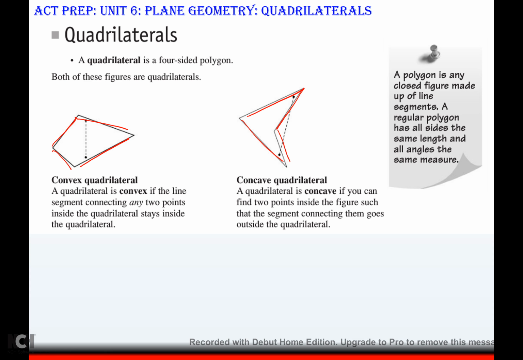A convex quadrilateral is convex if the line segment containing any 2 points inside the quadrilateral stays inside the quadrilateral. It doesn't matter what 2 points I pick inside the quadrilateral. If I connect them, I stay inside the quadrilateral. A quadrilateral is concave if you can find 2 points inside the figure such that if you connect them, this part of the line is outside of the quadrilateral. That makes it concave.